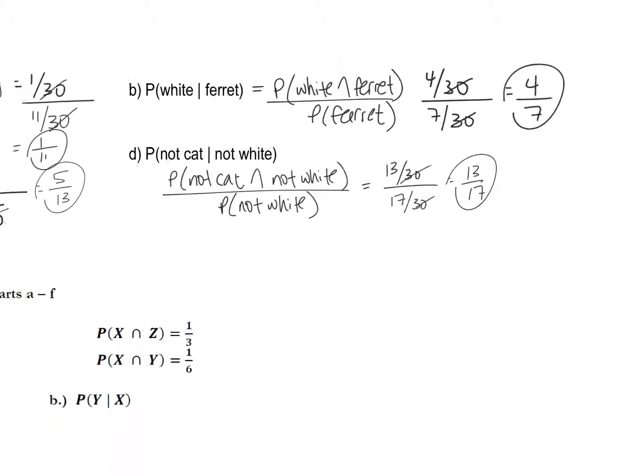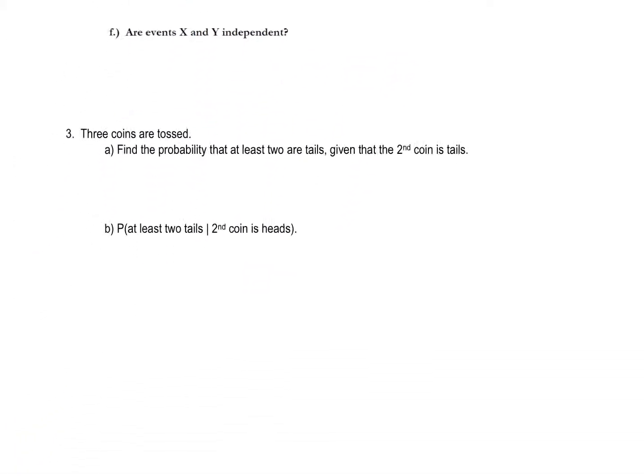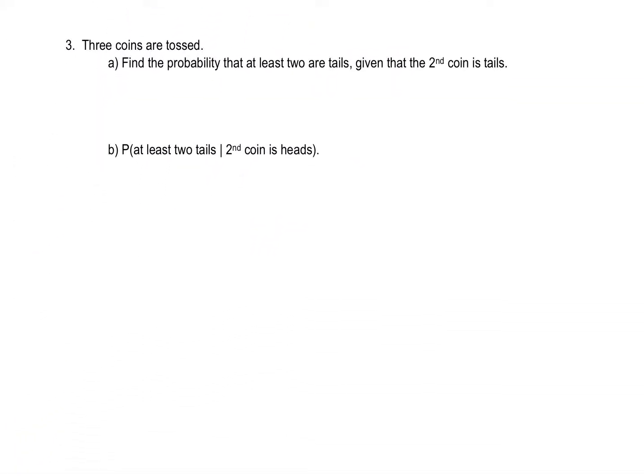I'm going to skip number 2, and I am going to go over to number 3. We're going to talk about tossing 3 coins, the probability that at least 2 are tails given that the second coin is tails. If you remember the heads and tails chart that we made when you toss 3 coins, I'm going to pause the video and draw that out to the side for just a second.